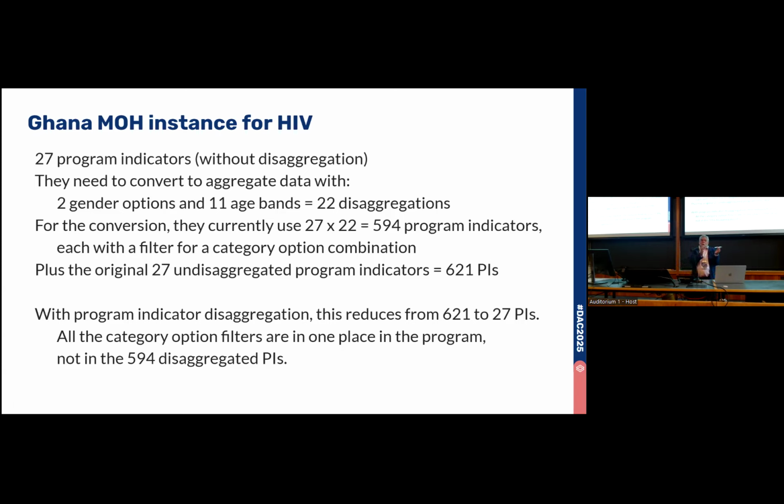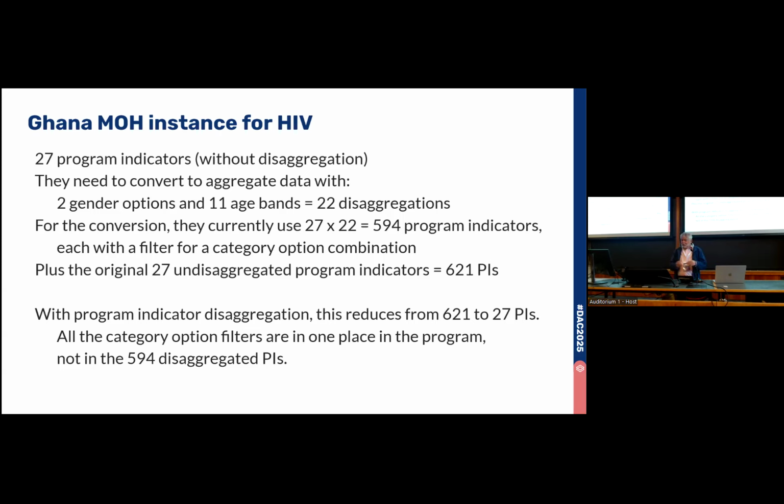They all use common filters that are defined in the program. So the filters are all in one place on one screen instead of in 594 different program indicators, each one having a filter for a particular category option combo.